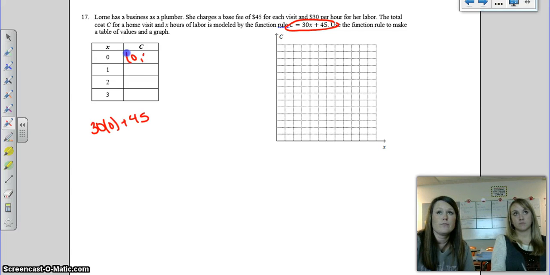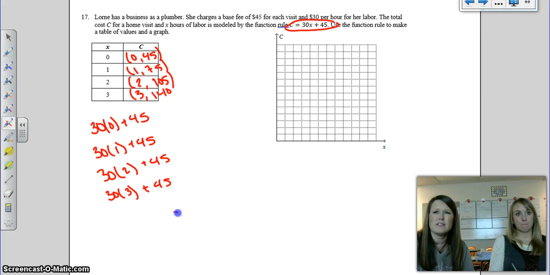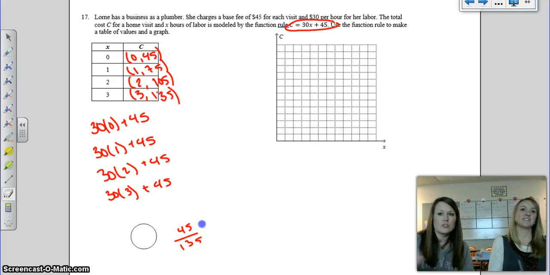So that's $45. Then 1 would be 30 times 1 plus 45, which is $75. And then 60 plus 45 is 105. And 90 plus 45 is 140. That can't be right. It has to go up by 5s. 9, 10, 11, 12, 13. 135. Okay, and now we just graph this.